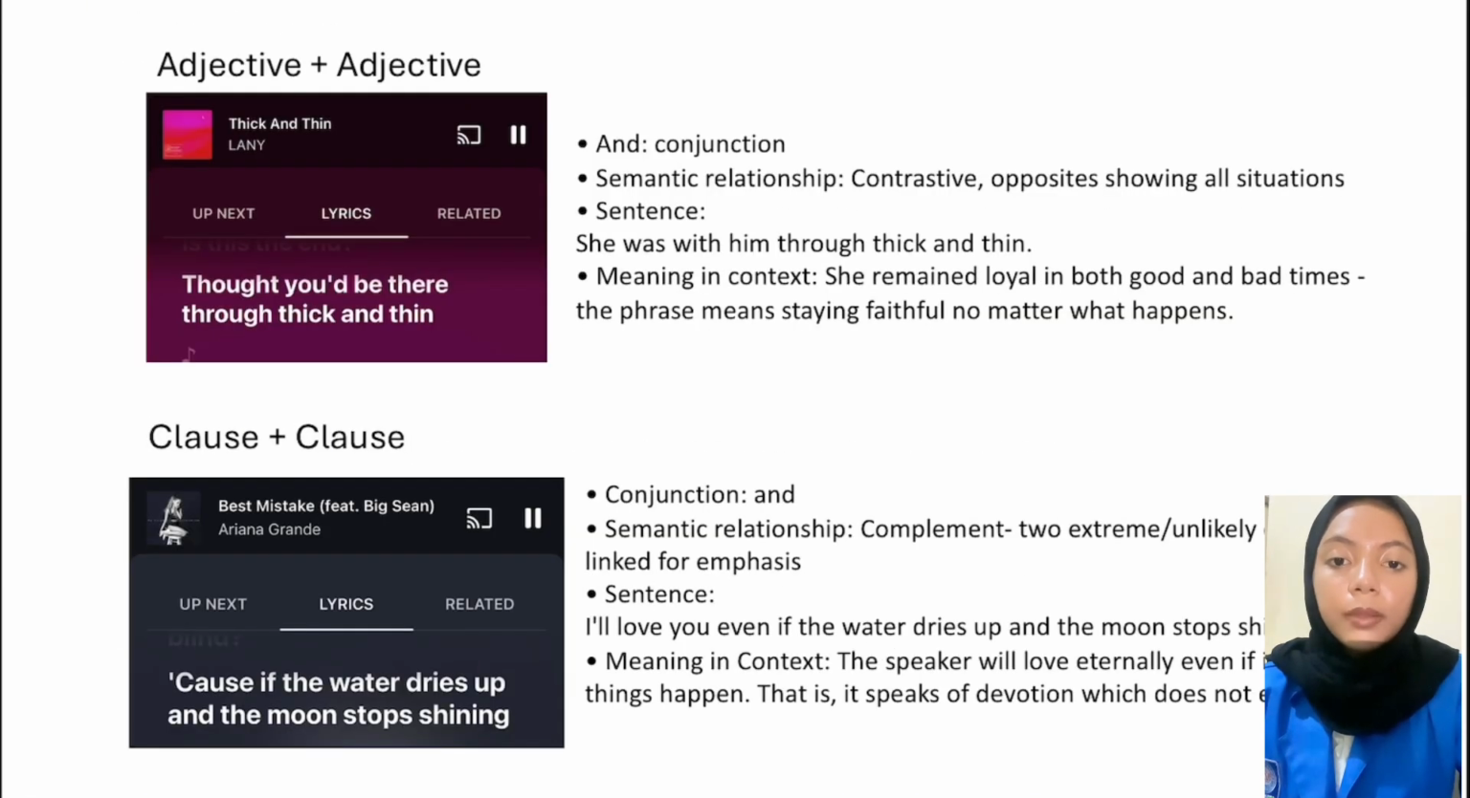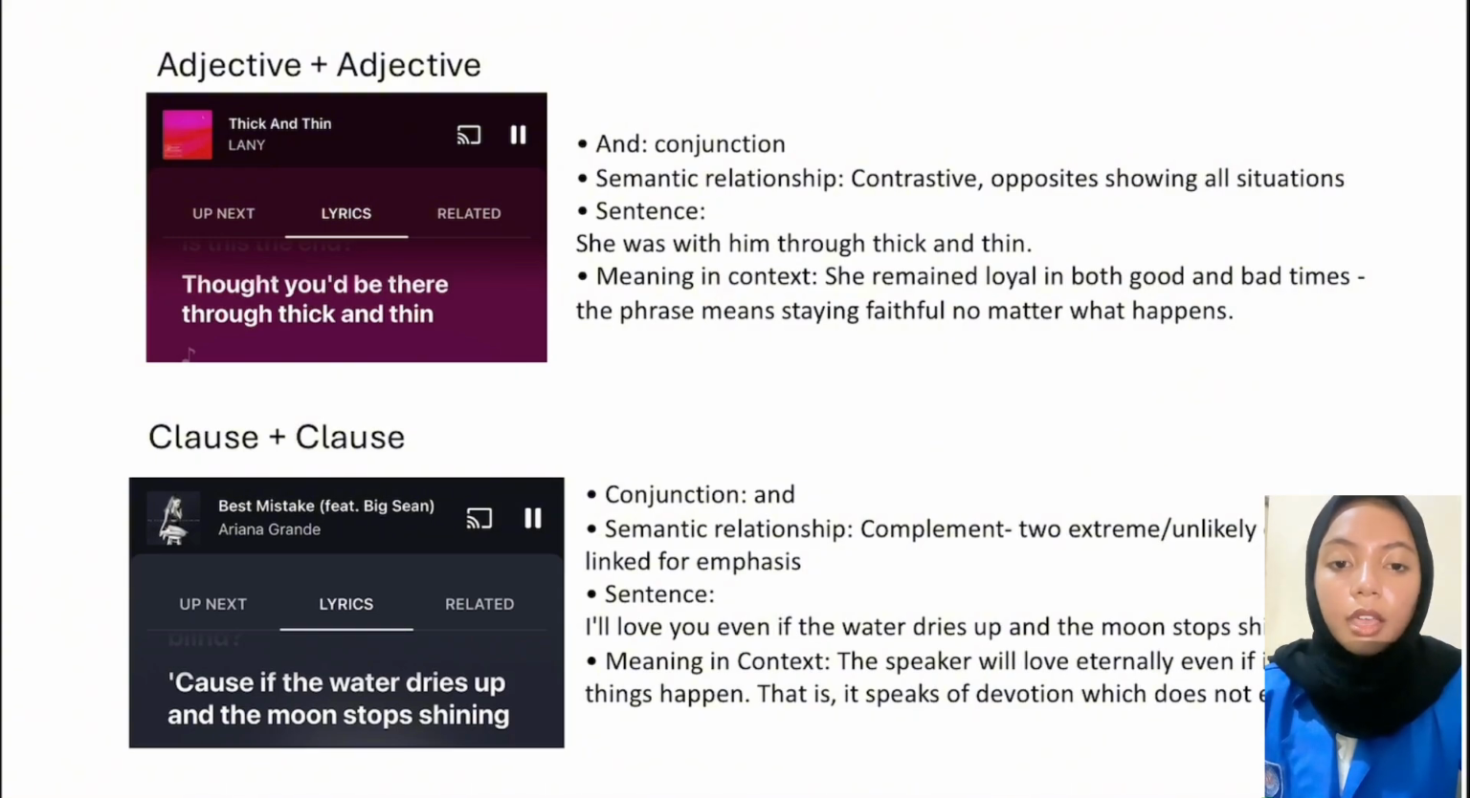Next, study case 3. First, I have thick and thin. Adjective plus adjective. Conjunction is and. Semantic relationship is contrast, opposite, showing all situations. And the sentence: she was with him through thick and thin. The meaning in the context: she remained loyal in both good and bad times. The phrase means staying faithful no matter what happens.